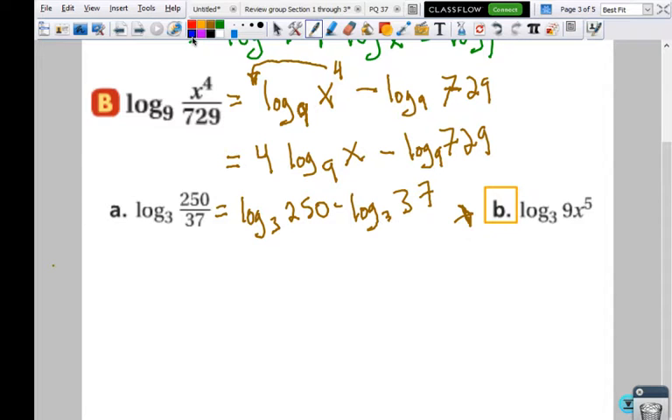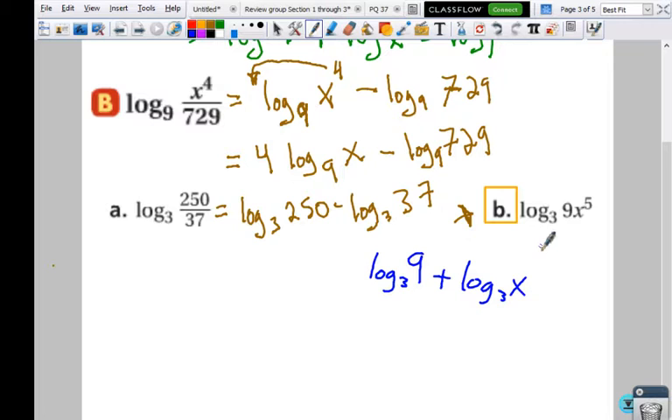Alright, let's go over this one. Let's go over the longest one. So what's the first thing we do to split this up? We just do 5 times 3x. It's gonna be like 3x plus log base 3 of x to the 5.